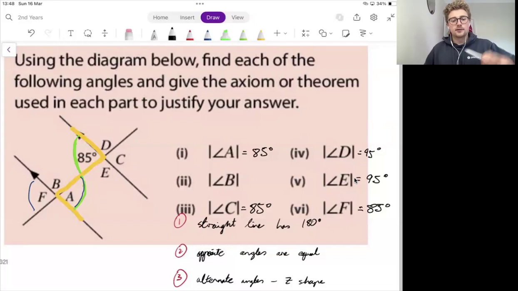Okay, so we are just back to the maths now. We have the angle A and the angle F to be equal. The angle A is 85 degrees from the Z shape, the alternate angles rule, and the angle F is equal to the angle A because of opposite angles. The angle A is 85, the angle F is 85. Is anyone not sure of how I am up to here? Again, it's fine if you're not sure. You should just tell me.